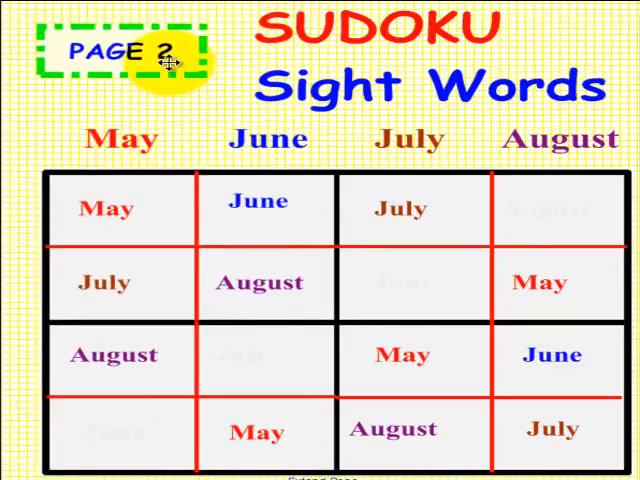Page 2. Please do not pick up a pen until you're asked to do so. Just like the previous page, we're looking for the month of May, June, July, and August. Please find out which month is missing in this column, in this column, in this column, and finally in this column. If you would please, pick up a pen to solve this problem.